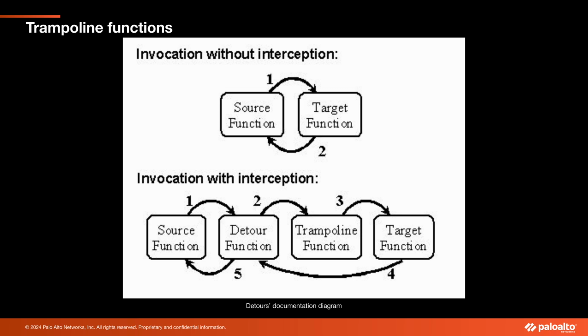However, when it is instrumented, you're going to have extra steps, which is a detour function, which is your function that you can control the input and output of, the parameters that are passed to the target function. And then you have a trampoline function that is used for alignment, and then at the end you call the target function. And before getting back to the original caller, you also return to your detour function, in which you can modify the parameters of the output of the caller function.